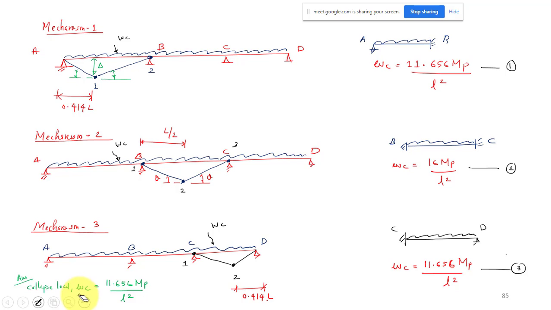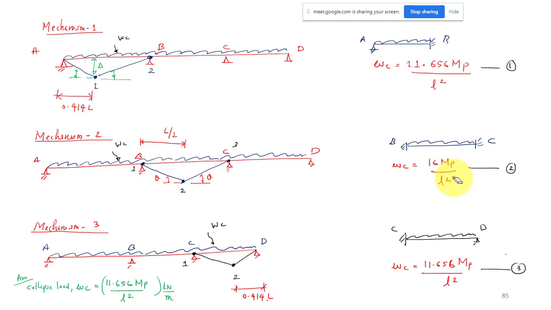In terms of intensity. So if you want to write in terms of kilonewton, it should be 11.656 MB by L. So this one actually we don't need to derive. I am directly taking the result from the standard loading cases, the previous simple problems. So this is how we have to solve the continuous beam.